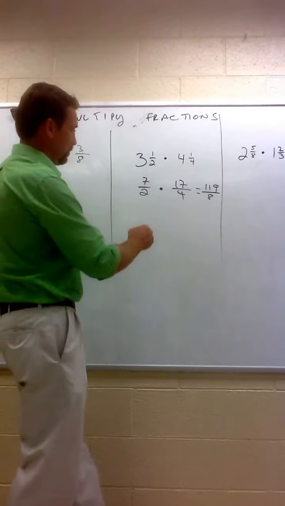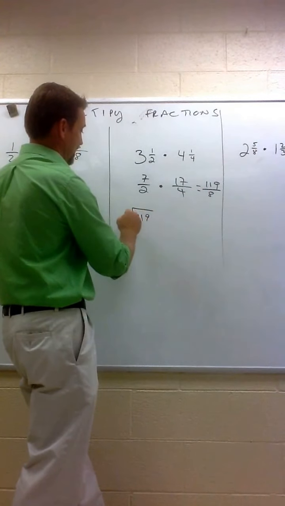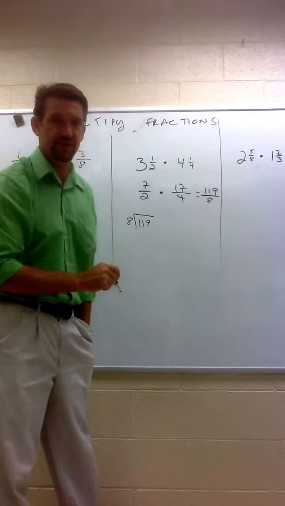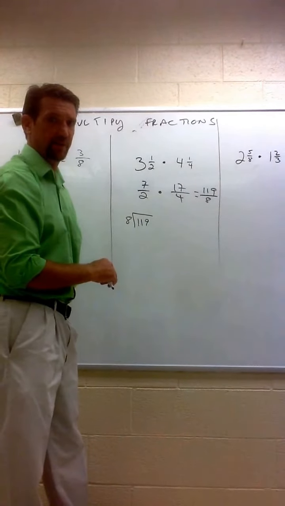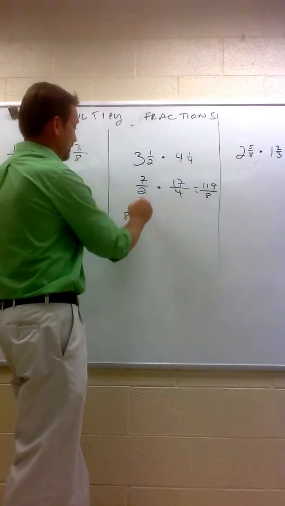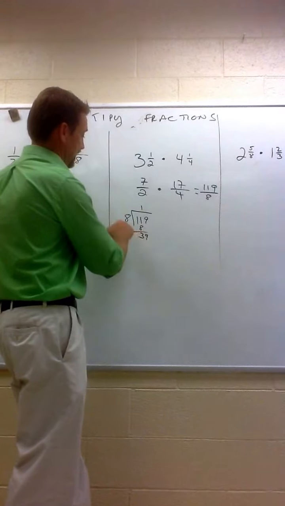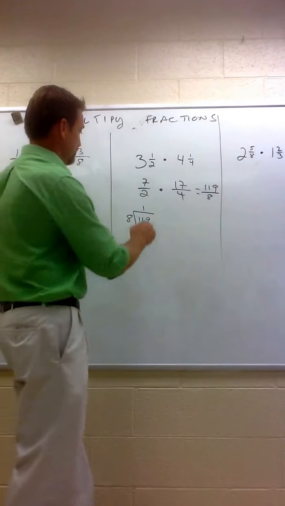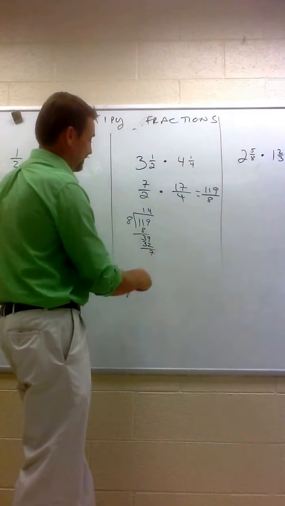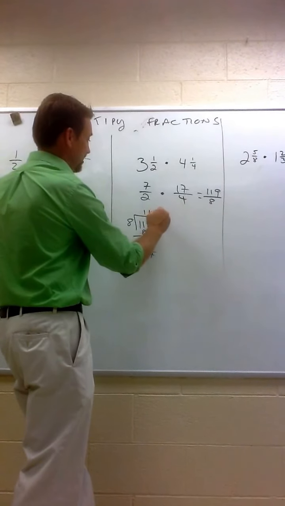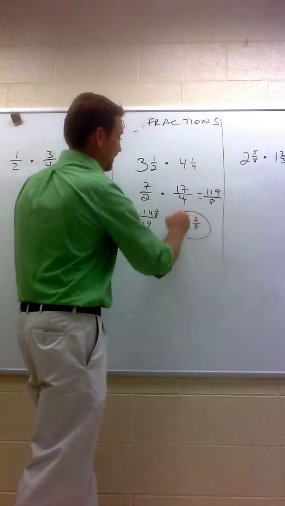So let's go, 119 divided by 8. Notice we're doing long division here, no calculators. This is arithmetic we should be able to do pretty easily. 8 goes into 11 one time. It's an 8. And 8 into 39 goes about 4 times. 4 times 8 is 32. Well, a remainder of 7, so it's going to be 14 and 7/8 is our final answer.